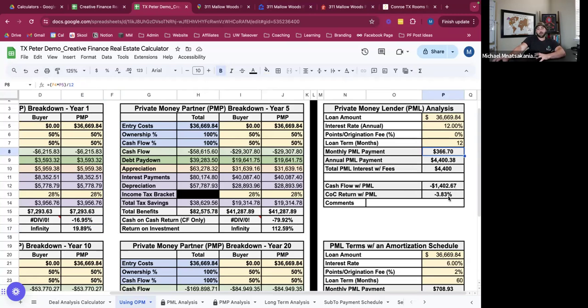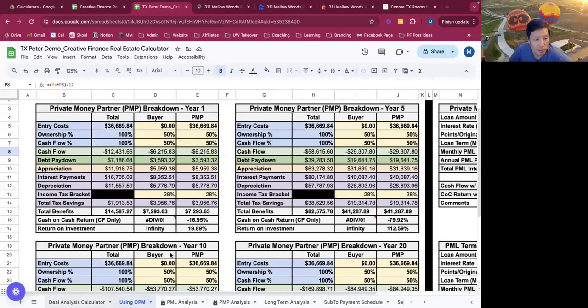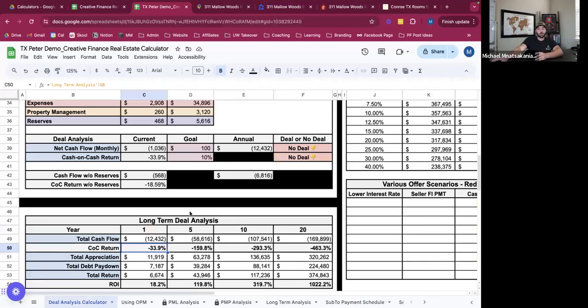You know, what's the point if you're gonna lose that money each month? So obviously, if it's total negative cash flow, it's not gonna work with a lender or partner, but it's good to see how the calculator can be utilized for those benefits.